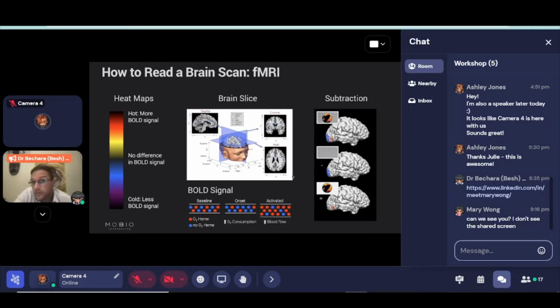fMRI stands for functional magnetic resonance imaging. MRI would be just a static scan, a structural image. The functional means what is actually changing, what mechanisms are happening, what's working. The workings of this structure is the functional aspect.